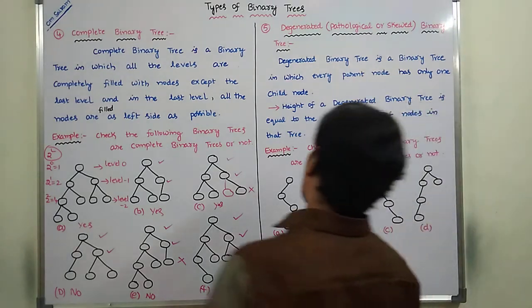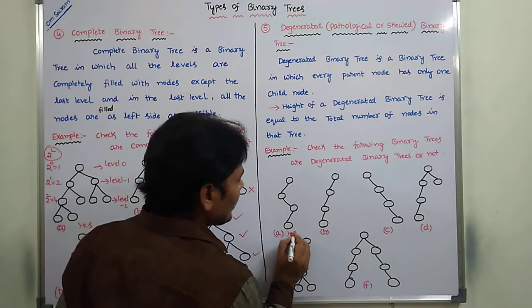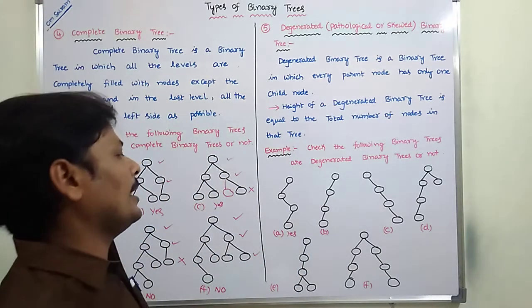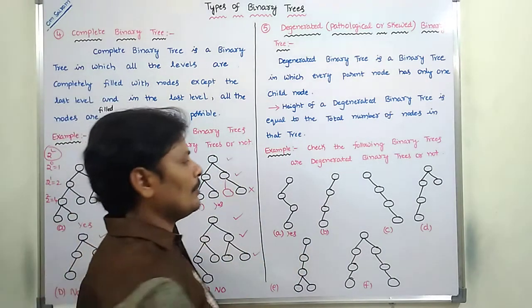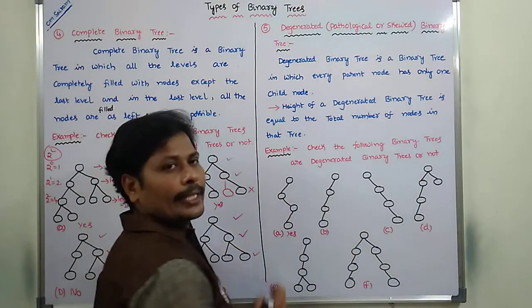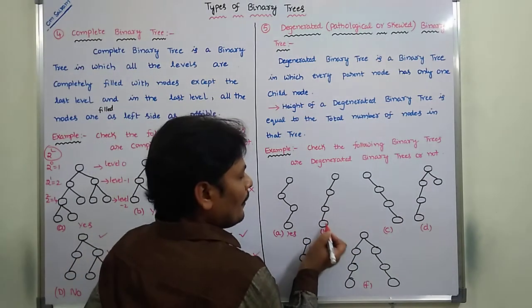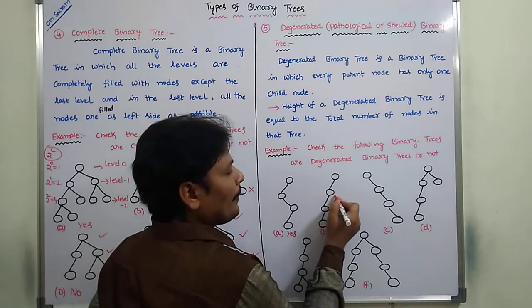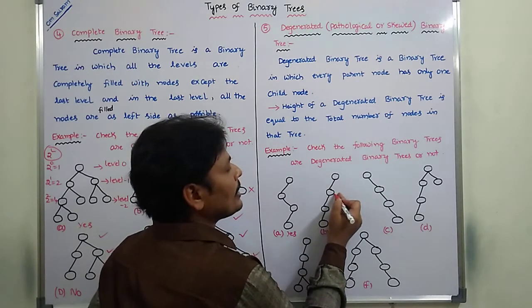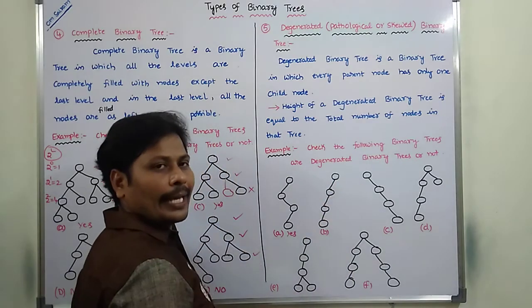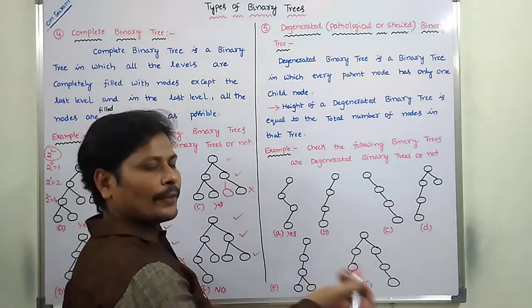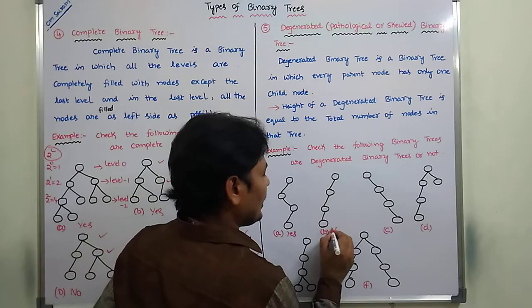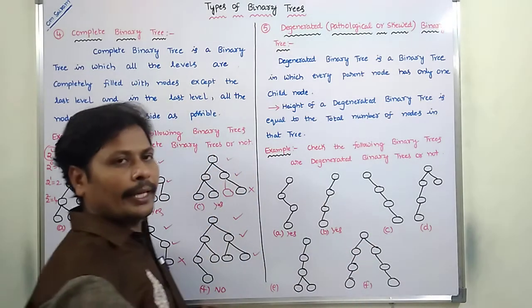So hence we can say that it is a degenerated binary tree. Now consider this one. For this node, this is the parent. It has one child. For this node, this is the parent. It has one child. For this node, this is the parent. It has only one child, either left child or right child, as it is a degenerated binary tree.